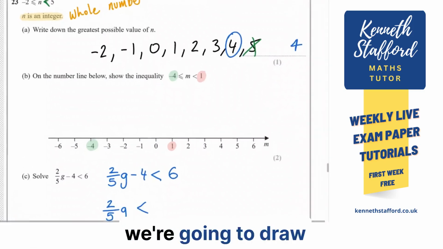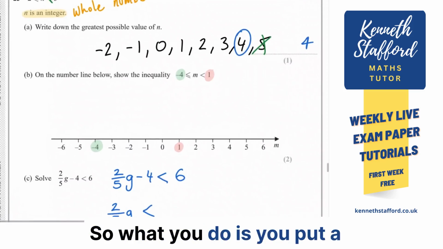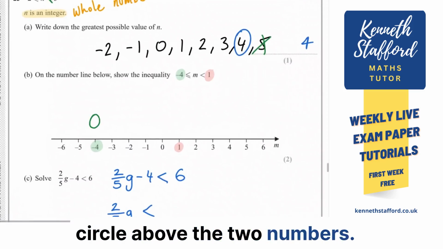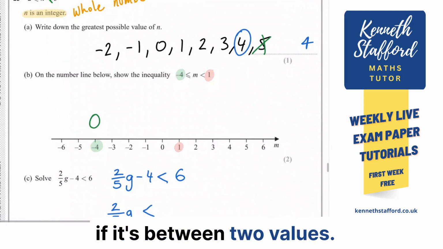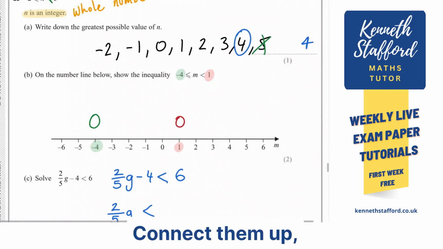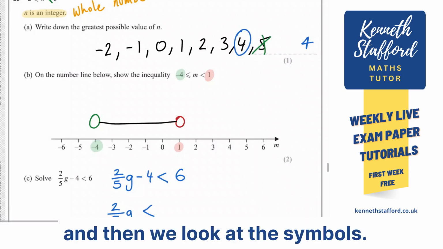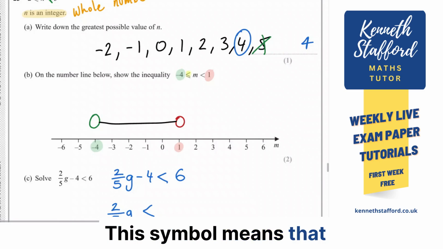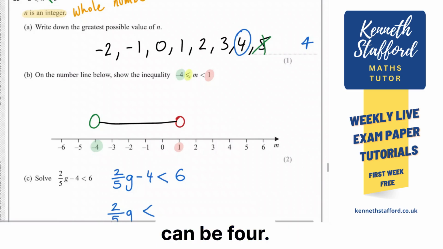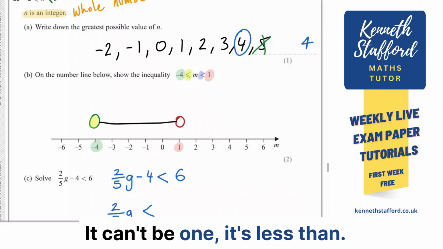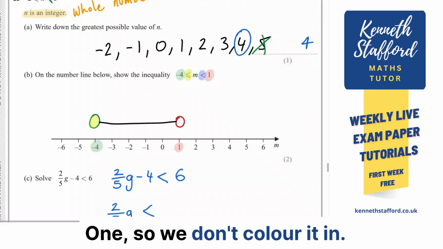On this number line, we're going to draw this inequality. So what you do is you put a circle above the 2 numbers it involves. If it's between 2 values, connect them up. And then we look at the symbols. This symbol means that N can be 4, so we colour it in. The other one, it can't be 1, it's less than 1, so we don't colour it in.